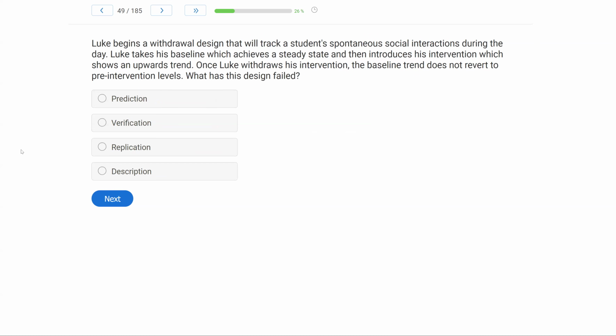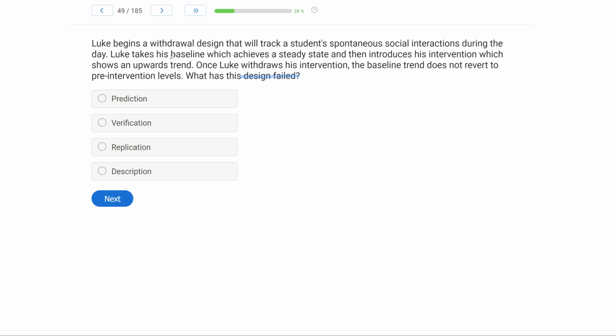Luke begins a withdrawal design that will track a student's spontaneous social interactions during the day. Luke takes his baseline, which achieves a steady state, and then introduces his intervention, which shows an upwards trend. Once Luke withdraws the intervention, the baseline trend does not revert to pre-intervention levels. What has this design failed? Another wordy question, so let's slow down and think about it. What has this design failed?